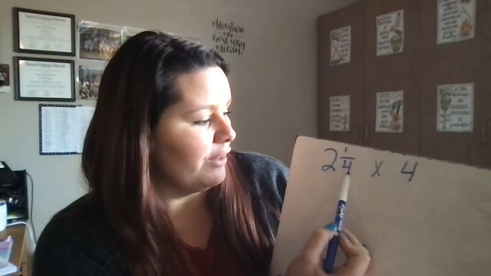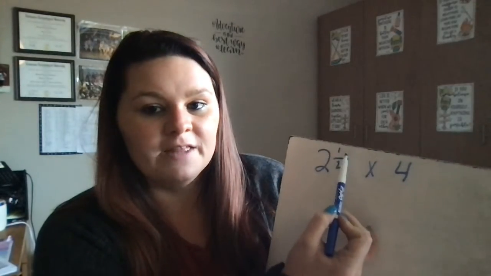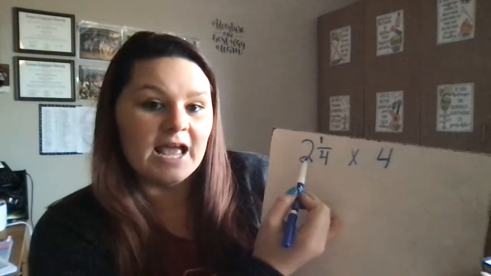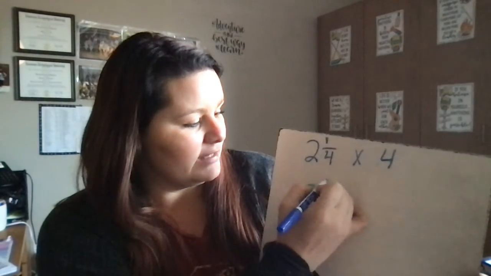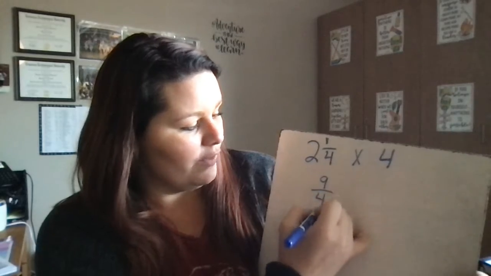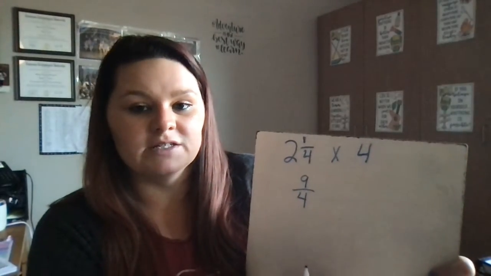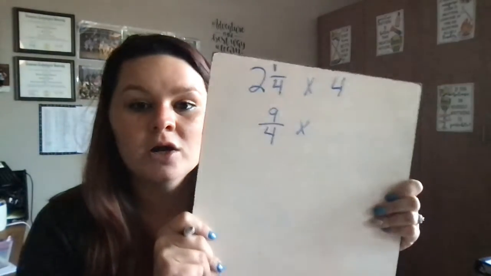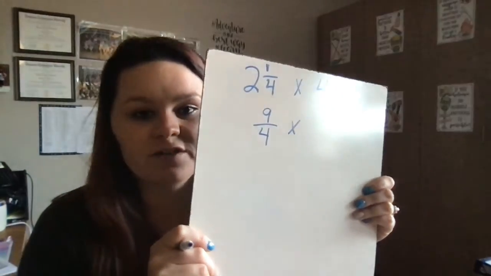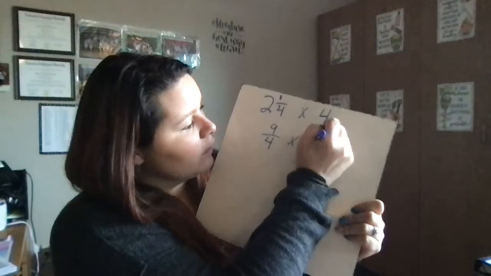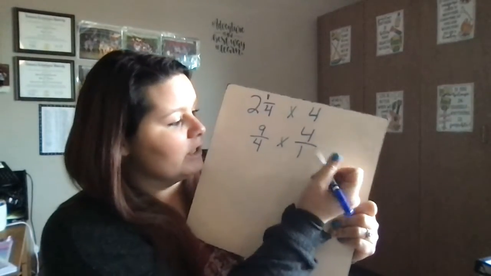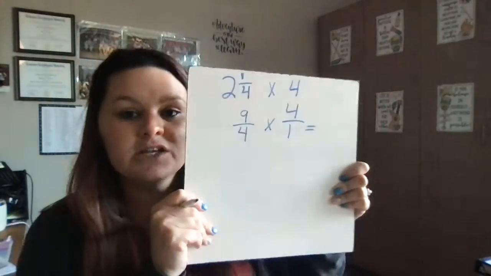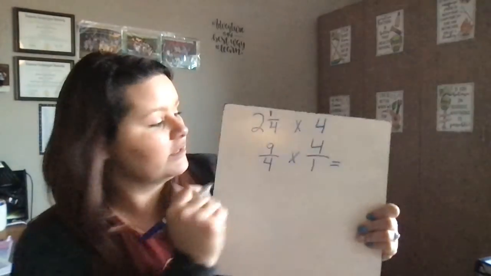So you're going to multiply the 4 times 2 and then add the numerator. So 4 times 2 is 8, plus 1 is 9. So we know that 2 1/4 is equivalent to 9/4. And then we're going to multiply that times 4. But think about, how do we write 4 as a fraction? Well, we can write 4 over 1 because there's one piece in each whole and there are 4 wholes.